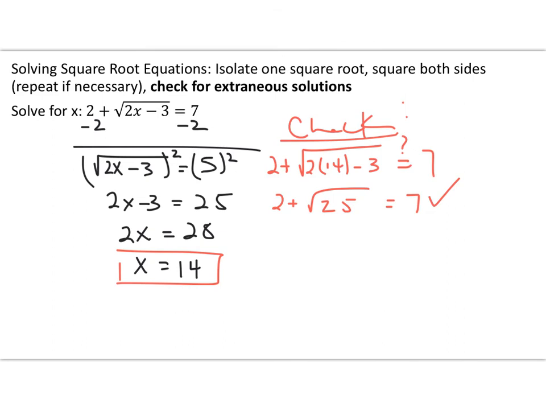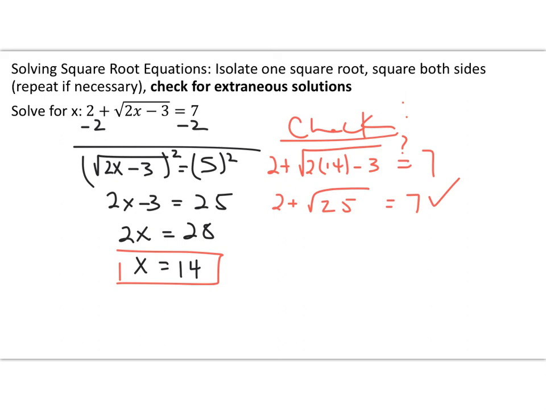So first I isolated the square root by subtracting 2 from both sides. Now I have the square root by itself, so I squared both sides of the equation. The square root and the square cancel each other out. You're left with just 2x minus 3. 5 squared is 25. Now I just have a linear equation, so I solve that and I get x equals 14.